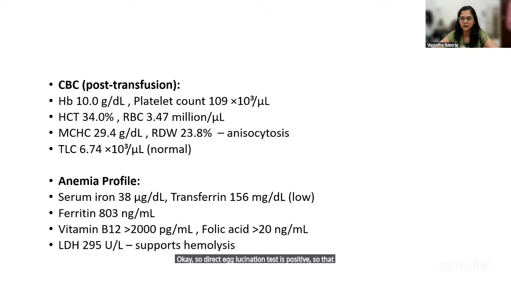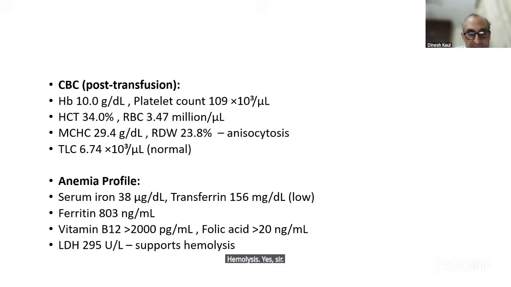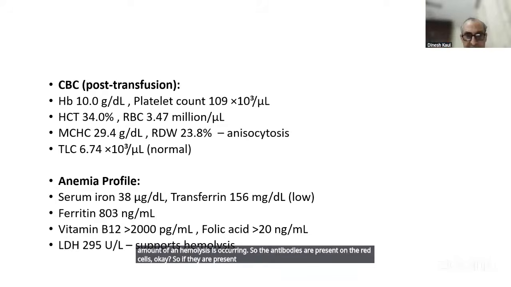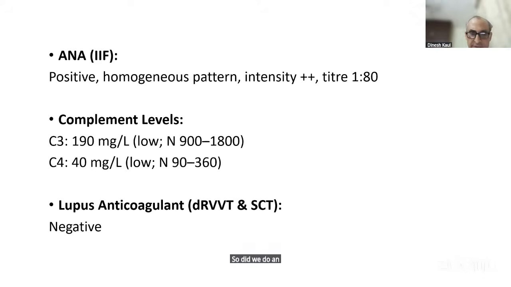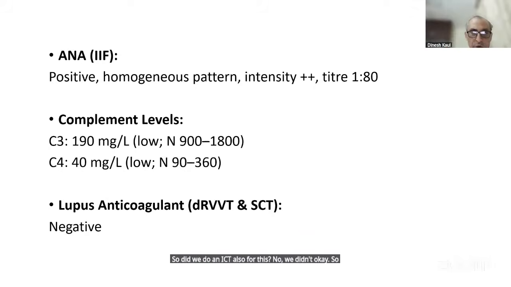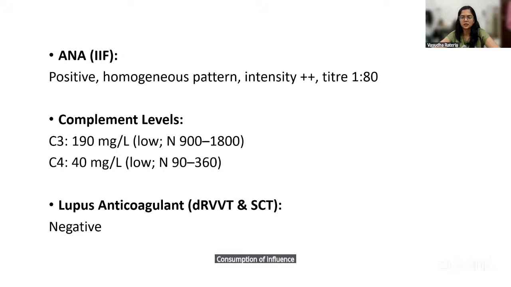So direct antiglobulin test is positive, which is suggestive of hemolysis occurring. So the antibodies are present on the red cells, and if they are present on the red cells, the direct Coombs test is positive. Did we do an ICT also for this? No, sir, we didn't. Okay. So your complement levels are low. What does it mean? They are being utilized. Consumption of complement, as it is being utilized in the process of this inflammatory process.